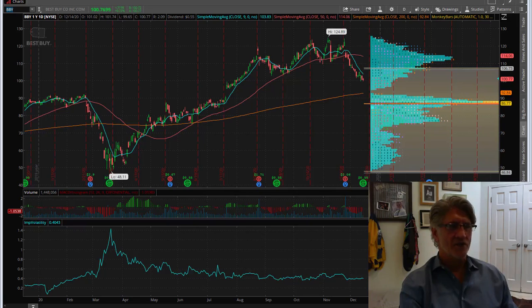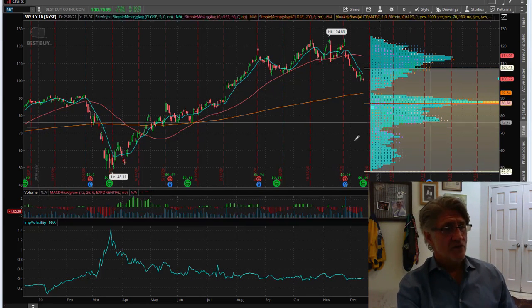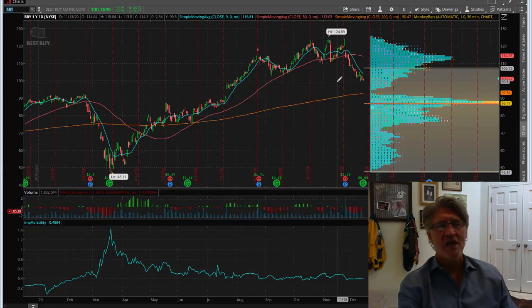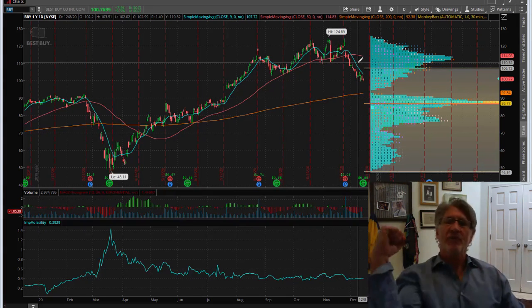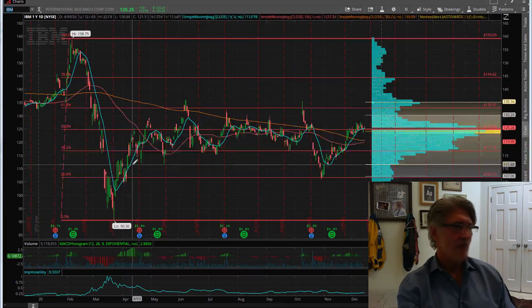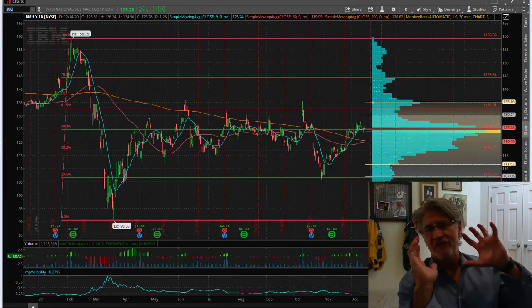So it didn't quite do that. Maybe tweezer bottoms here with these two bottoms right there. That could be considered tweezer bottoms. Hopefully that works out. Maybe tomorrow I'll get a confirmation to the upside. But a settlement below 99.60, that ripcord's getting pulled on that bullish move in Best Buy. All right, IBM. Now IBM, you guys remember I've had on this trade forever.